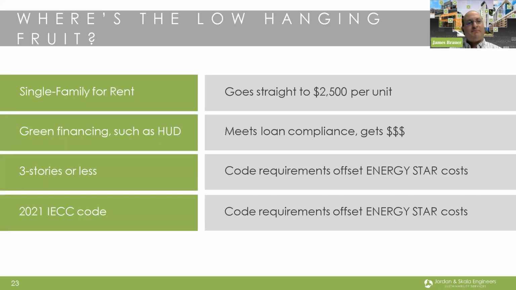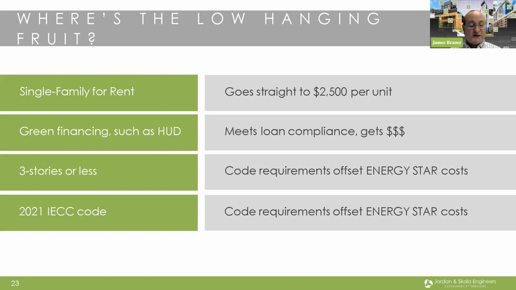Lastly, we thought that we might wrap up with a summary of the low-hanging fruit. So, as a reminder, the single-family for rent projects with Energy Star, you go straight to the $2,500 per unit without needing to get the prevailing wage requirements involved. So get certified, get the $2,500 per unit. If you're doing green financing, such as that HUD MIP requirement, the HUD loan will require you to comply with prevailing wages. So therefore, not only do you meet your loan compliance, but you'll be able to pick up the additional money at the same time through the 45L tax credit.